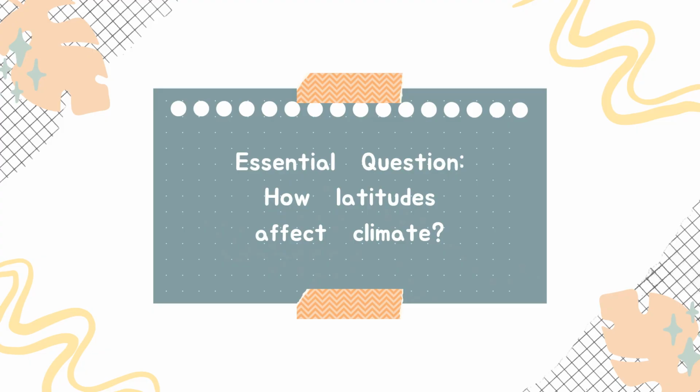So let's have a review. How latitudes affect climate? Answer: as latitude increases, temperature decreases, which means countries near the North and South Poles experience cold climate, while countries near the equator experience warm climate.